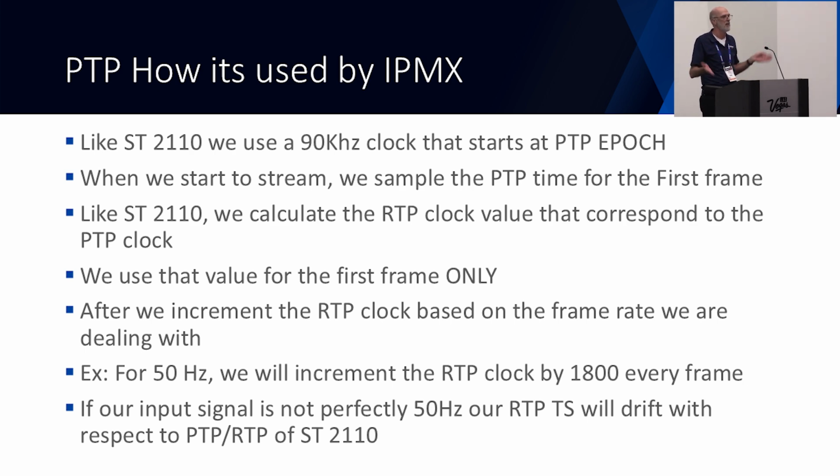If you have 25 frames per second, doesn't matter if they're really slower or faster, your RTP timestamp is going to go up by 90,000 for your 25 frames per second video. Okay? So we set the clock for the first one, and after that, we increment by the number corresponding to the 90 kilohertz clock. So if our input signal is not perfectly 50 hertz, let's say it's 49.99999, we'll eventually drift with respect to what the RTP timestamp and frames would be for 2110. But we aligned it as close as we can.